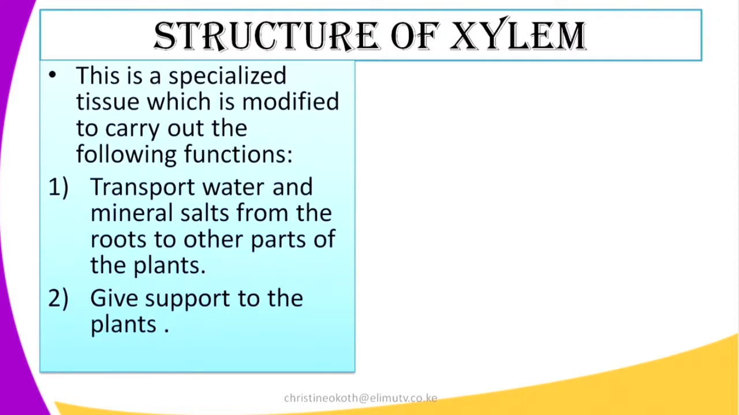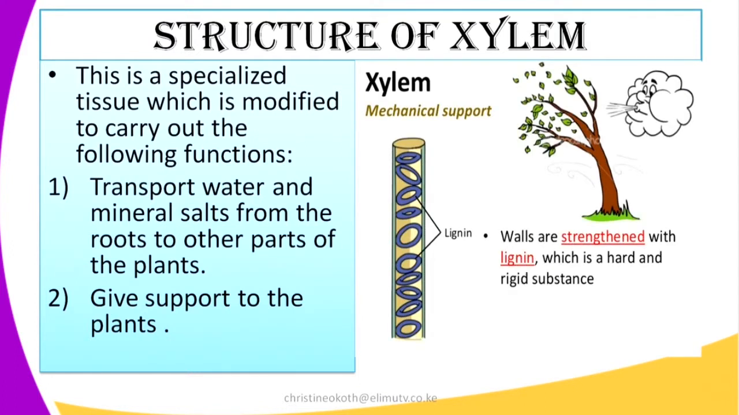Then it also helps in giving the plant support, and we're going to look at the reason why we say xylem helps in the support system of the plant. So that is the structure of a xylem. The walls are strengthened with something we call lignin, which is a very hard and rigid substance found on the cell walls. So that is why the leaves and the stems are very strong, because they have this substance we call lignin, which is a strengthening tissue that helps them to be stiff and to become rigid.